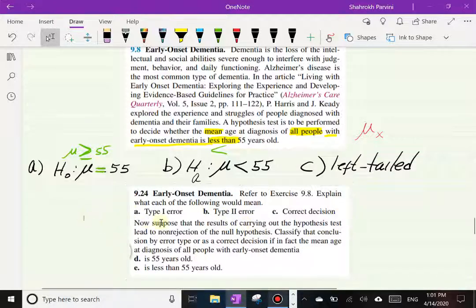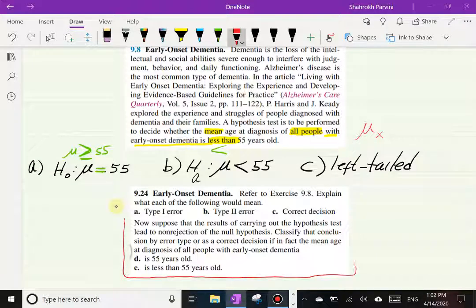Explain what each of the following would mean. A type 1 error, a type 2 error, and the correct decision. And then for this part that reads, now suppose that results of carrying out, we're going to actually put that on hold. Okay, so this portion of it, we actually put this on hold for now. There you go. That part we put on hold for now.